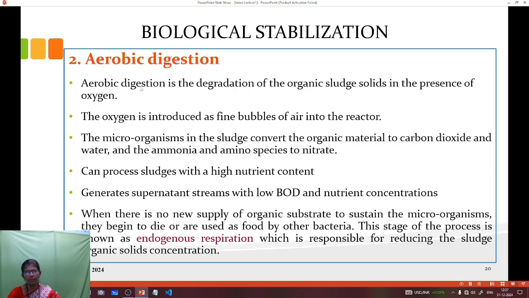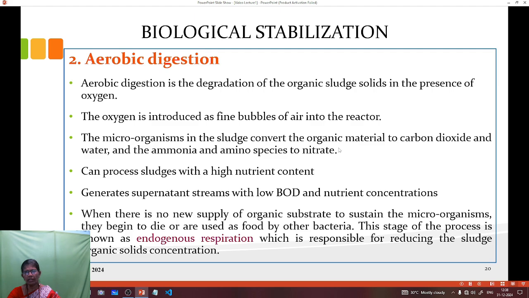Second type of biological stabilization is aerobic digestion. Here it is done in the presence of oxygen. This is a degradation process in the presence of oxygen. The oxygen will be introduced as fine bubbles into the reactor. So this is an open reactor and aeration will be provided.